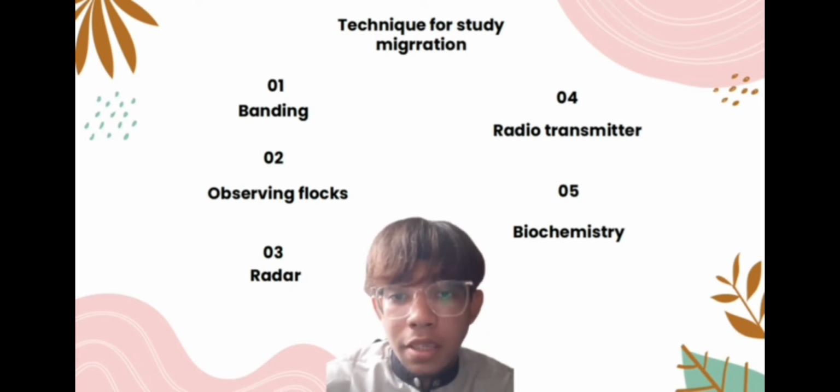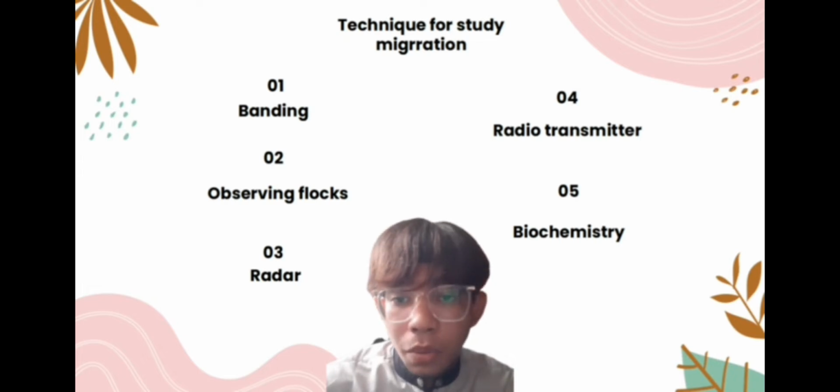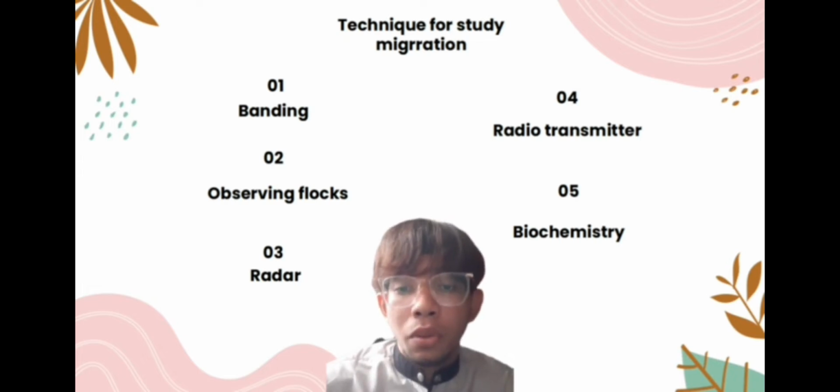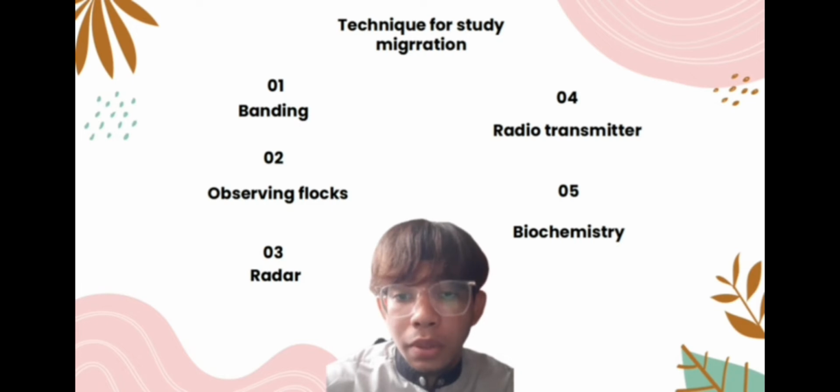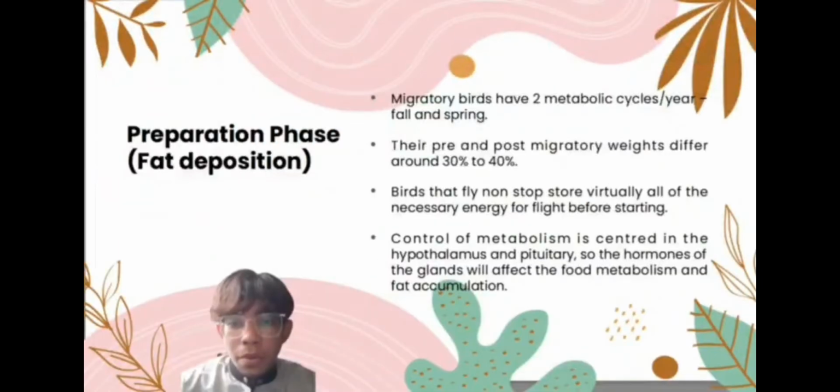The first one is banding, the second one is observing flocks, the third one is radar, the fourth one is radio transmitter, and the last one is biochemistry. Biochemistry is where we use the fatty acid profile, DNA marker, and stable isotope. So let's move on to the next topic, which is the preparation phase.